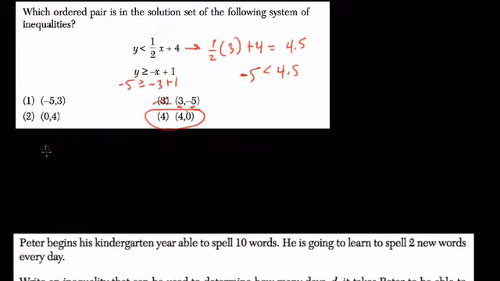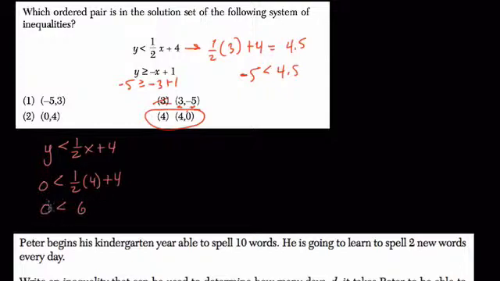In the first inequality, y is less than 1/2 x plus 4. So if we plug in 4 for x, we get 1/2 times 4 plus 4. And for y, we get 0. Is this true? Is the right side greater than the left side? So 1/2 times 4 is 2, plus 4 is 6, and that's greater than 0. So far, this point checks out.